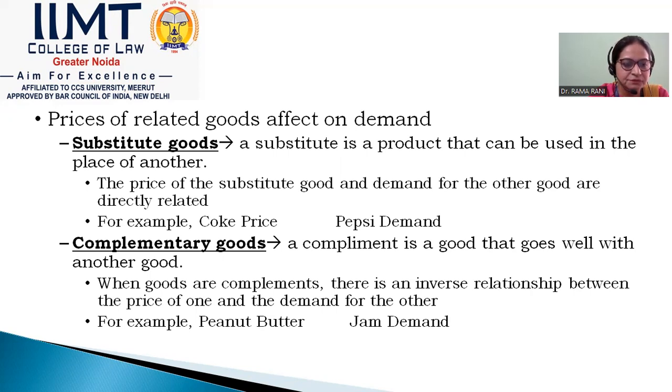Next, complementary goods. A complement is a good that goes well with another good. When goods are complements, there is an inverse relationship between the price of one and the demand for the other. For example, peanut butter and jam. Butter and jam we also use together, and car and petrol we use together. So complementary goods are those goods that we use side by side.